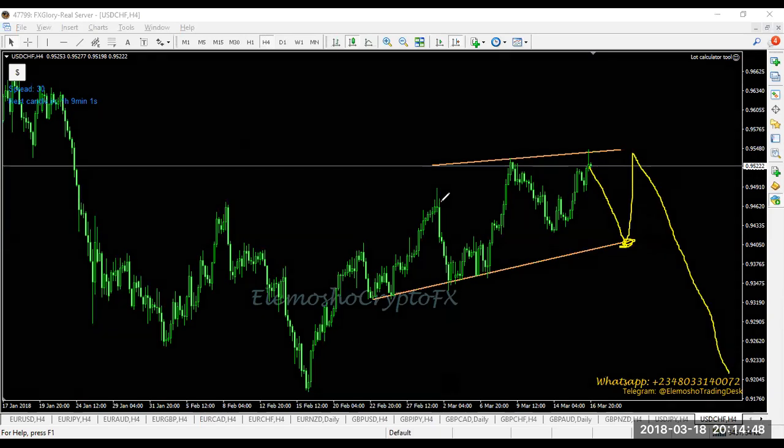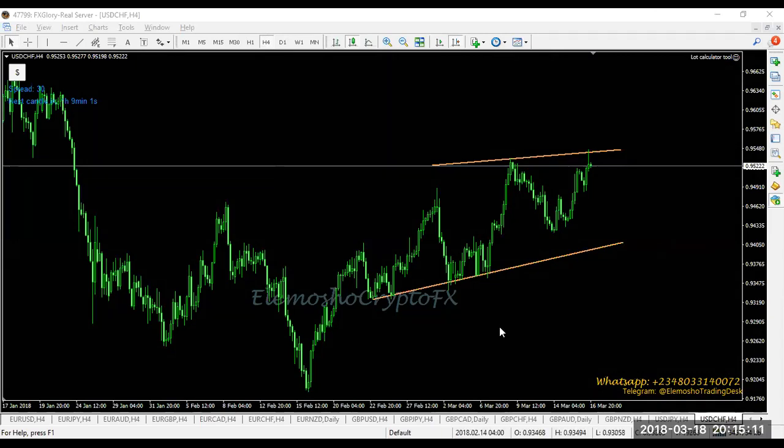Remember that we have a setup for Euro USD to go to the upside, but it needs to first come down before it makes the final move to the upside. So if that is going to make the final move to the upside, this one also will be making its final move to the downside before we now start having the bearish trend, because some percentage of the time they usually go in opposite direction.